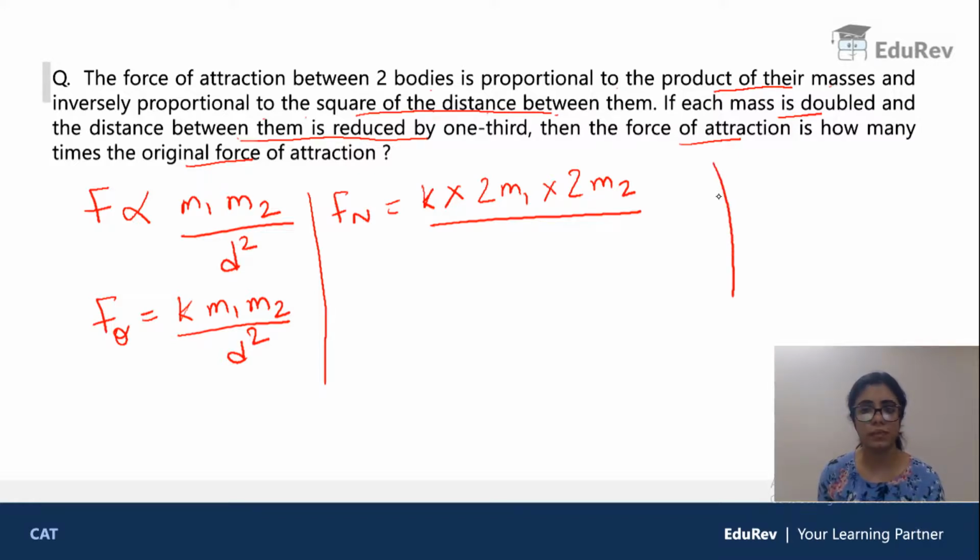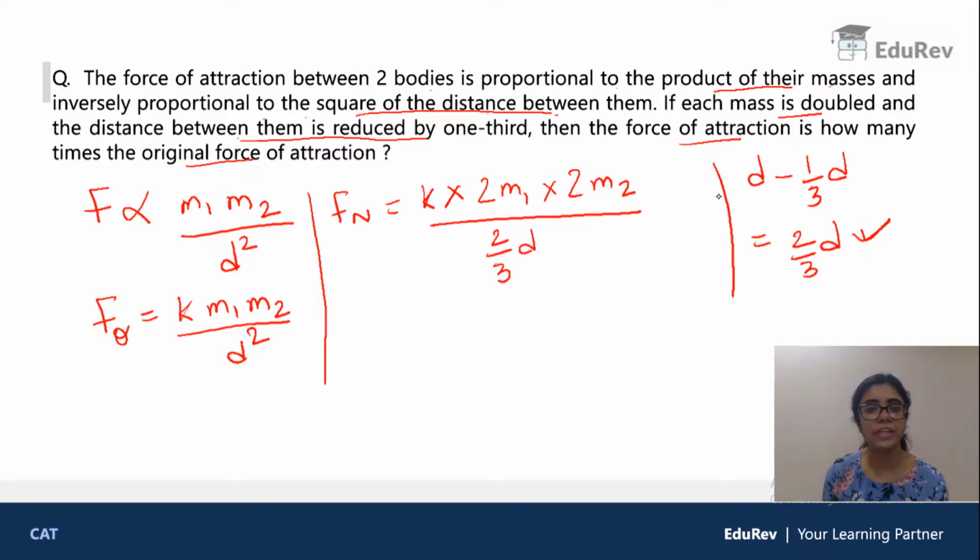This is a very important statement. See, originally the distance was D. It is reduced by 1/3. So I am subtracting 1/3 of D from my original distance. So the remaining distance will be 2/3 of D. This is the remaining distance. So this will become 2/3 of D the whole square, because it is inversely proportional to distance square.